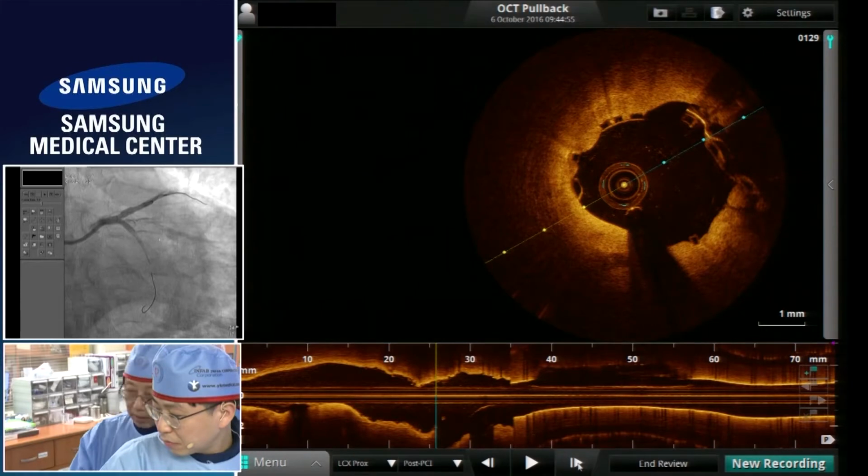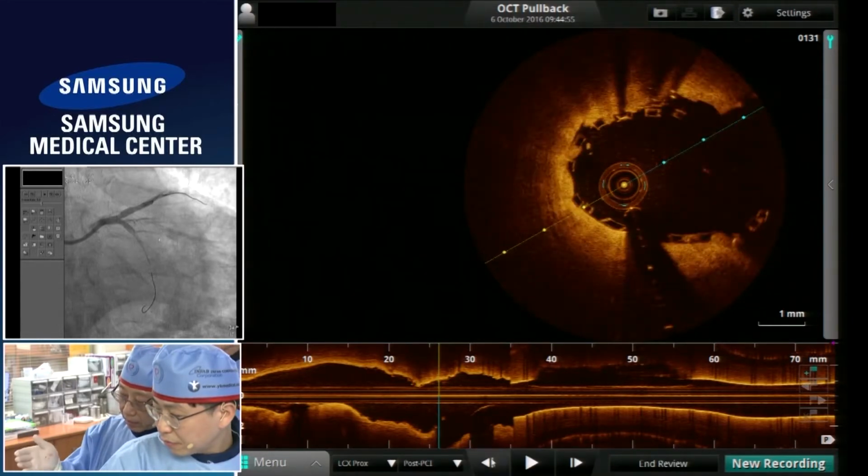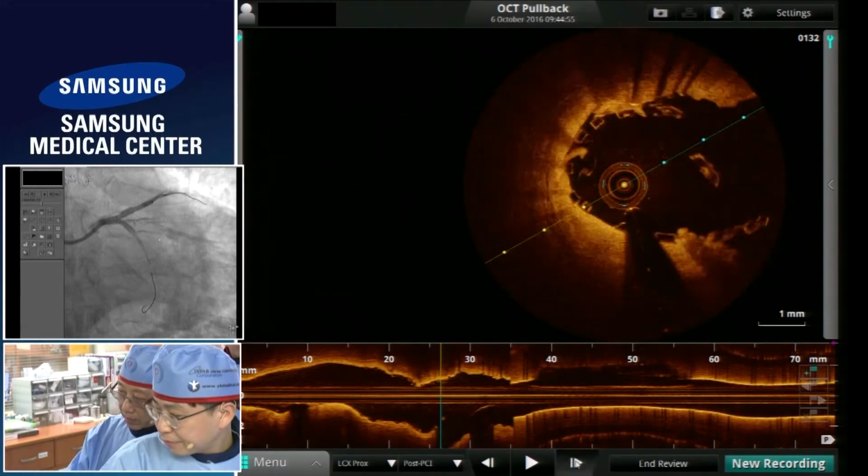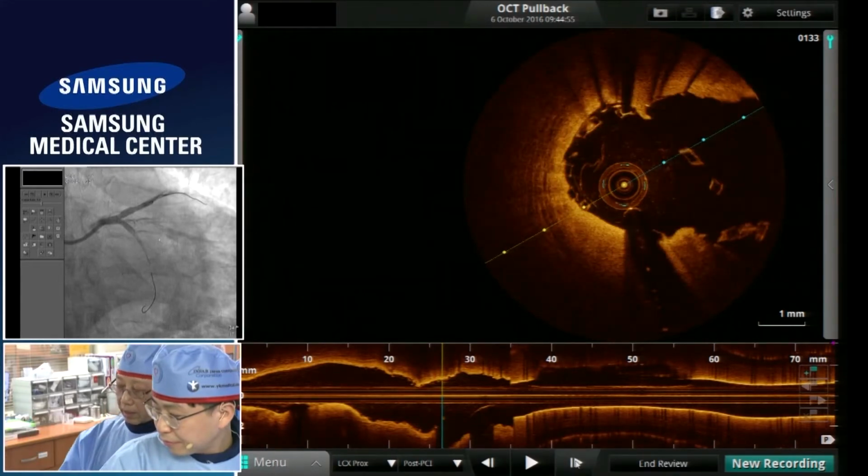You may appreciate in the longitudinal view that the circumflex ostium is already wide, and the scaffold is well opposed to the vessel wall, covering the whole ostium, which is nice. And of course, at the junction between the circumflex and the left main, you see some struts hanging, and this is quite normal for this kind of procedure.